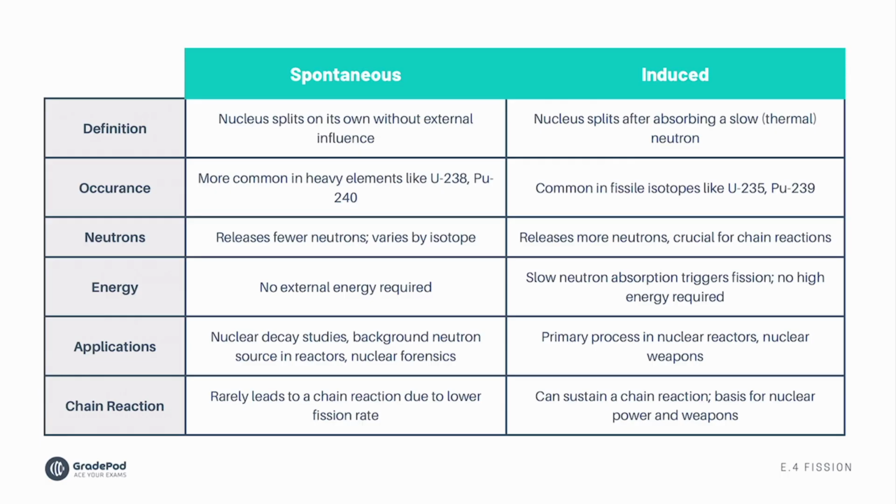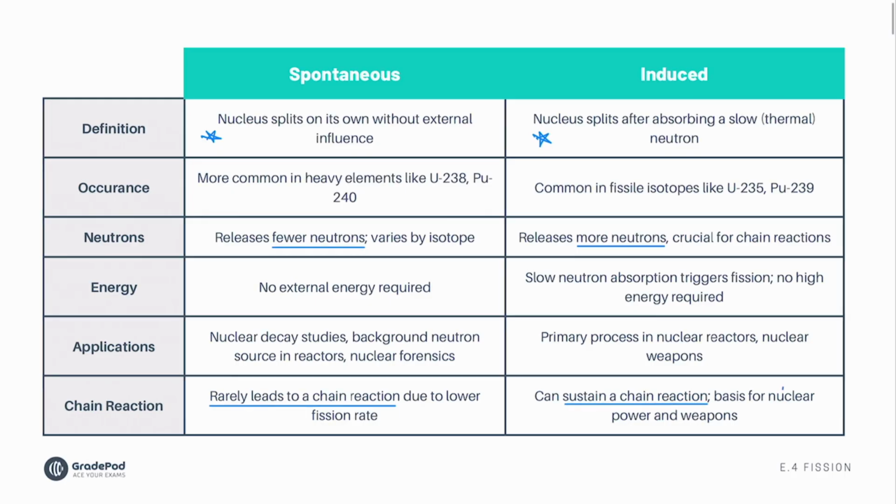There's no point in me reading through this slide. You can read it just as well as I can. So I'm going to ask you to pause this tutorial and make your own notes on the difference between spontaneous and induced fission. Two points I think would be very important are the definitions of each and an understanding that spontaneous fission releases fewer neutrons, where induced fission releases more neutrons. One more thing, note that spontaneous fission rarely leads to a chain reaction, whereas induced fission can sustain a chain reaction, which is the basis for nuclear power and weapons. I'll leave you to note that and we'll move on to the next slide.